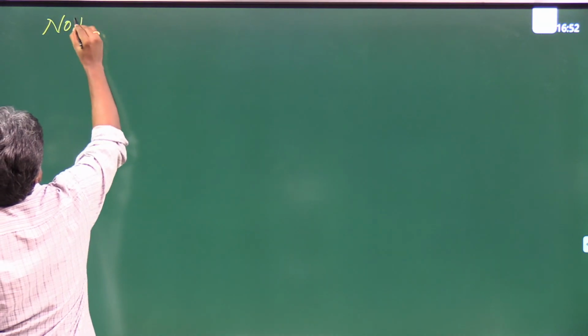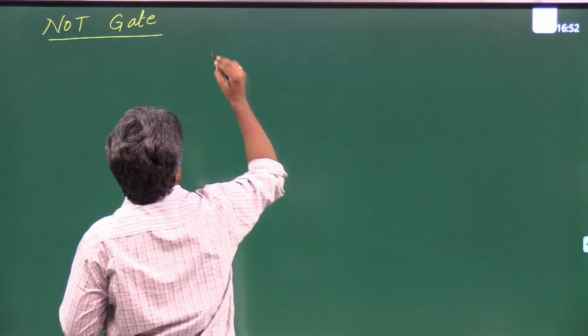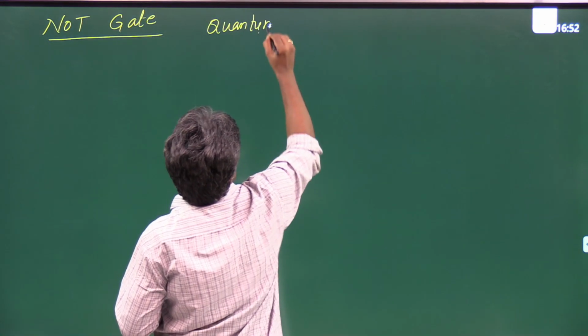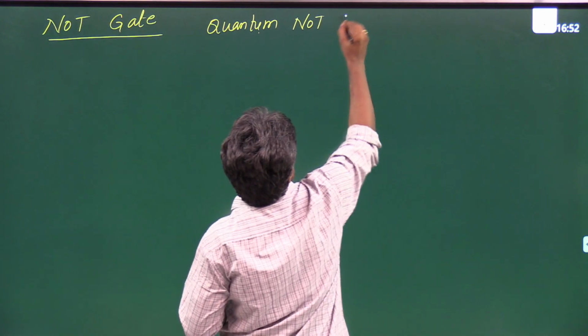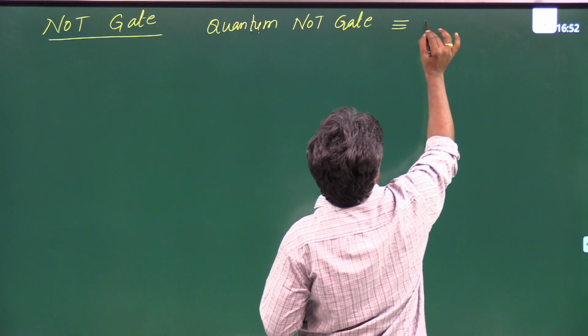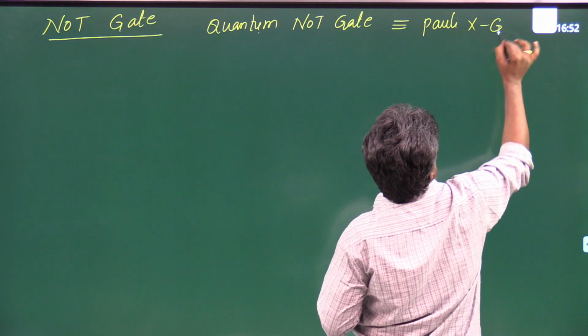Let us discuss one interesting concept. Listen. Now again I am talking about the NOT gate. Here we already discussed the quantum NOT gate. In the last class, you discussed that this quantum NOT gate is nothing but the Pauli X gate. Am I right? Yes, sir. Wait a minute.